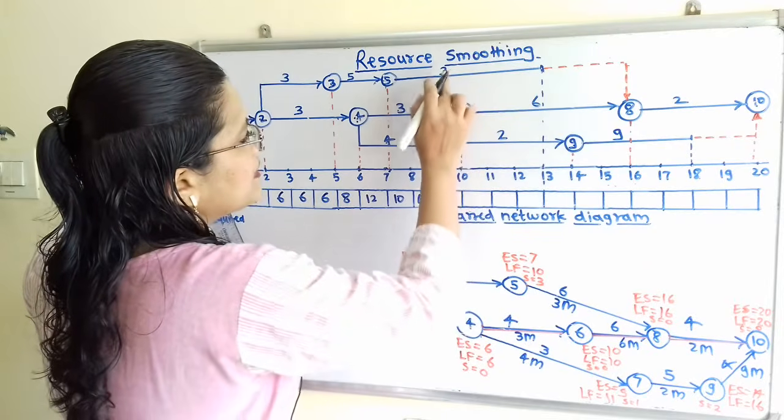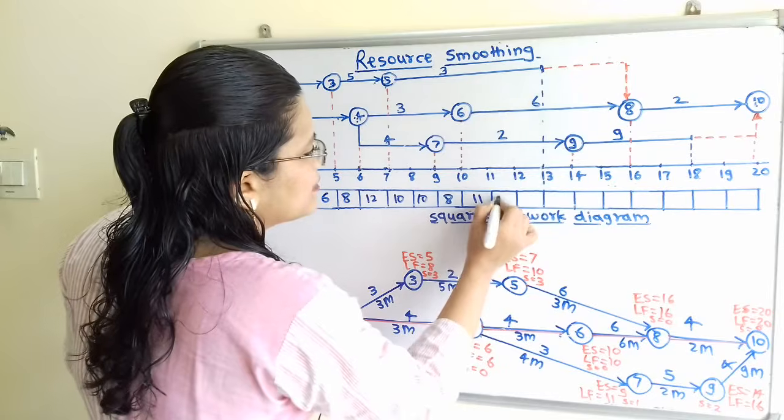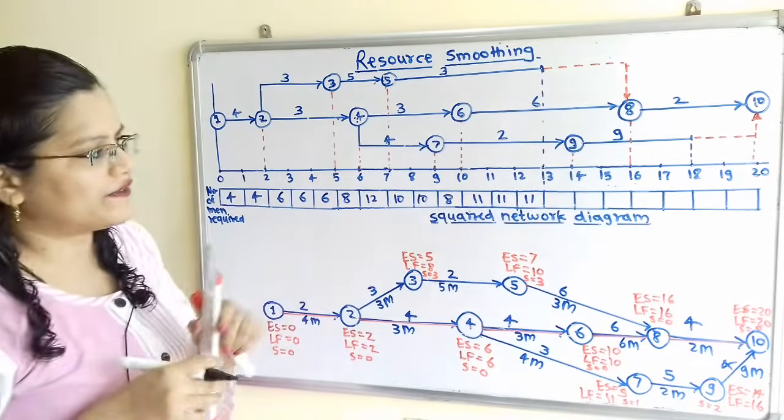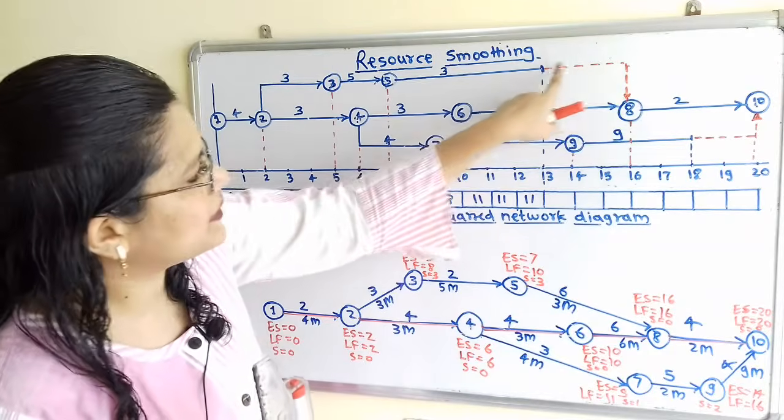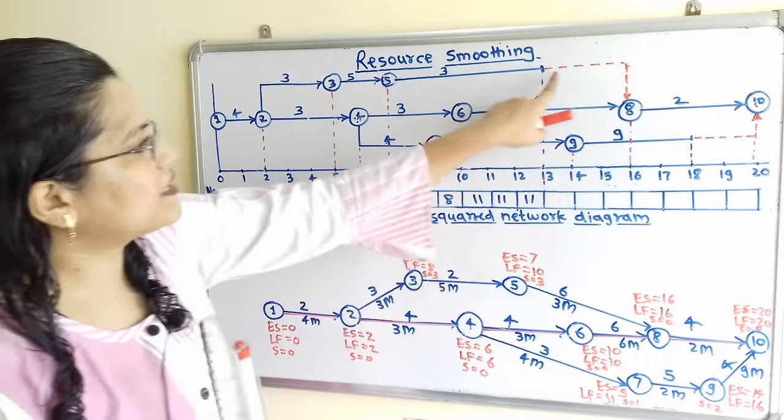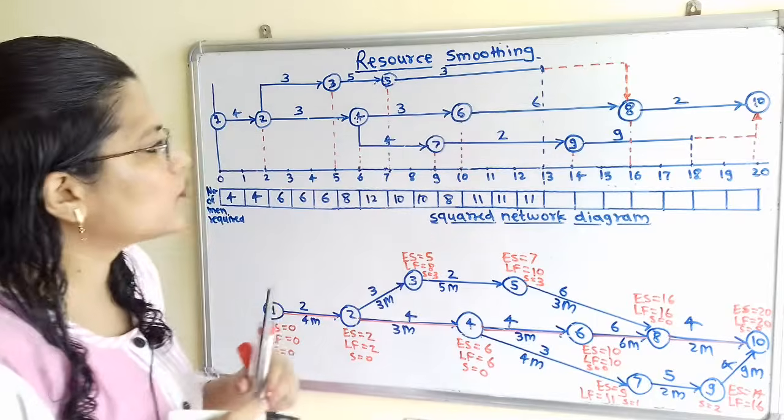Here 6 plus 3, that is 9, and here is 11, here is 11, and here is also 11. Now what is happening after 13th week? This activity is completed, and that's why here is the dash line. So we have to consider only 2 activities.